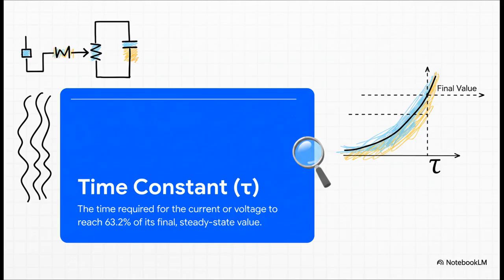Now, for reasons that are buried deep in the math of exponential curves, one time constant is officially the time it takes for the current to get to exactly 63.2% of its final value. Yeah, I know, it's a weirdly specific number, but it gives engineers a consistent milestone to work with.